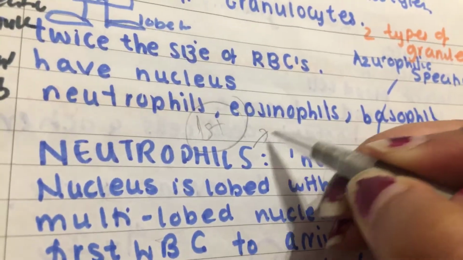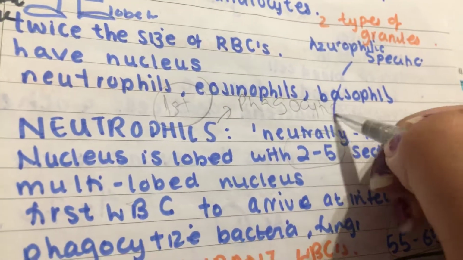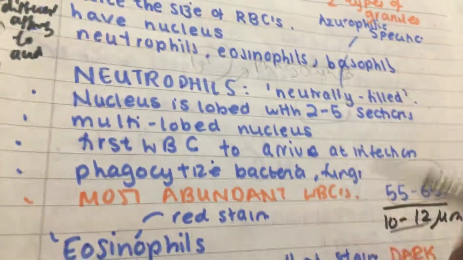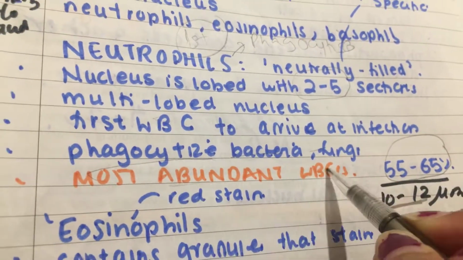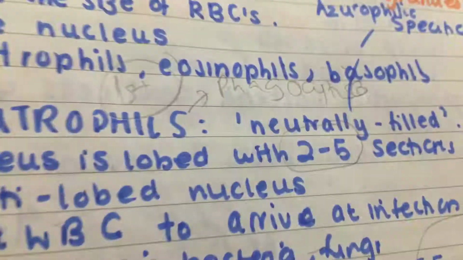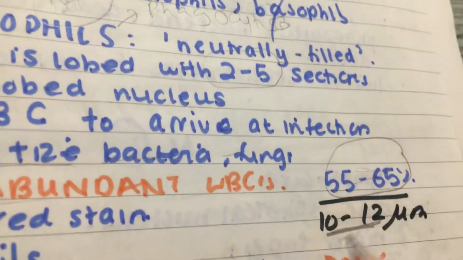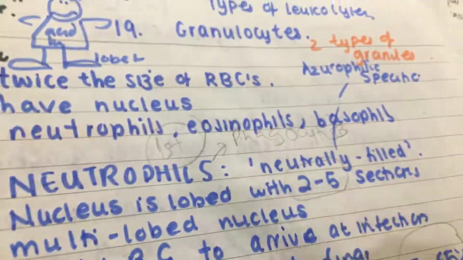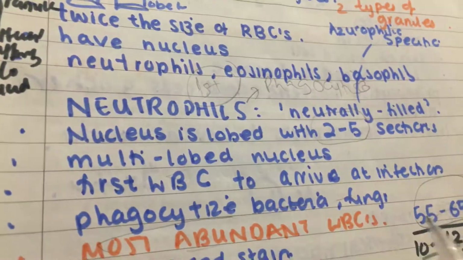Neutrophils like to phagocytize. They phagocytize bacteria and fungi. They're the most abundant white blood cells. And you need to remember, what percentage did they have? 55 to 65%. What was their diameter? 10 to 12 micrometers. They are multi-lobed. They have many lobes. That's it.